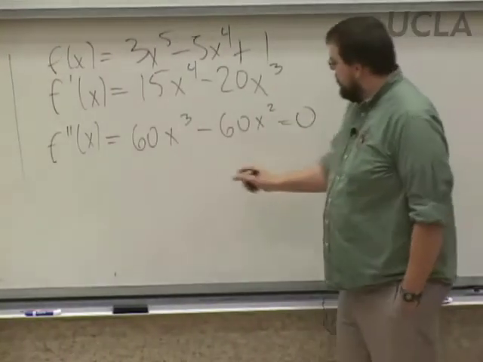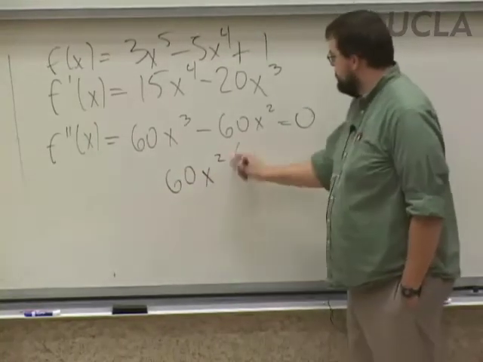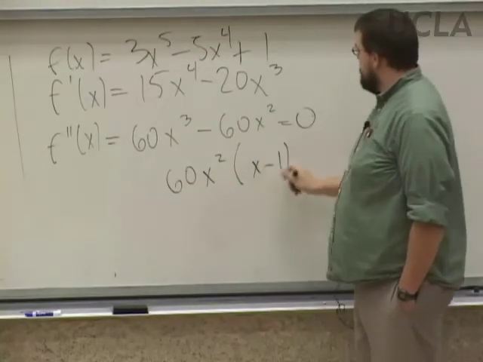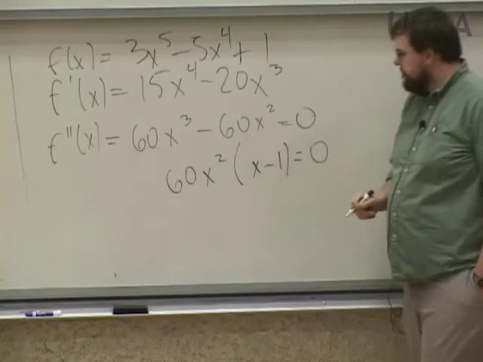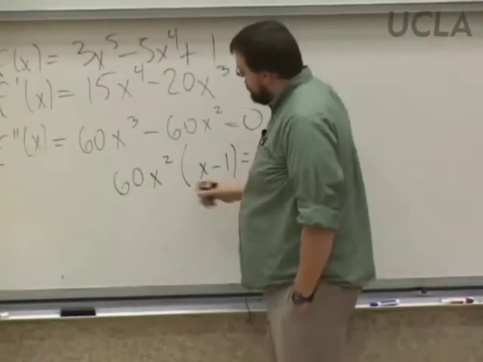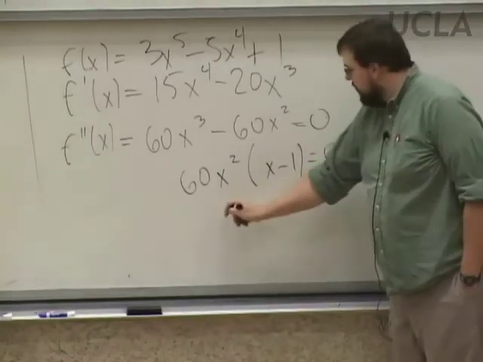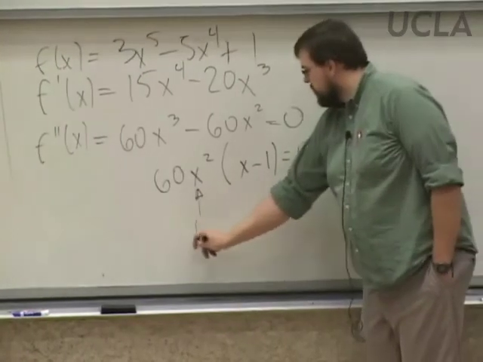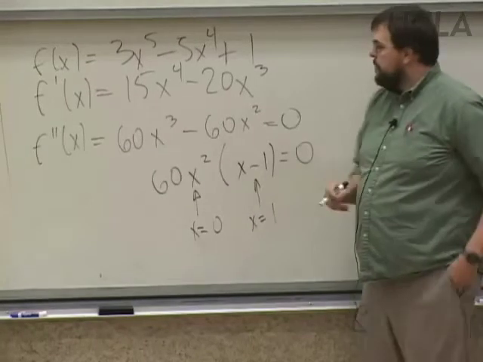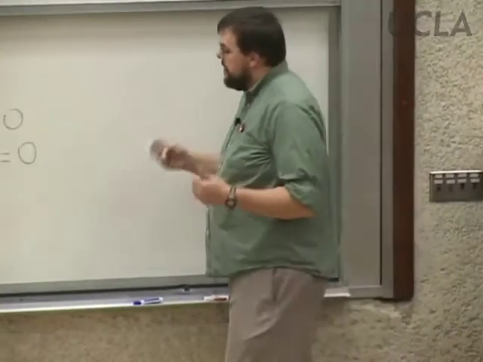Okay, so we set this equal to 0. Now notice we can factor things out. So we have 60x squared, because they both have 60 and they both have x squared, times x minus 1 equals 0. So where are the places where the second derivative is 0? Either we get it from here, which is x equals 0, or from here, which is x equals 1. So if I'm going to have an inflection point, I don't know if I do yet or not, it's going to happen at 0 or 1.